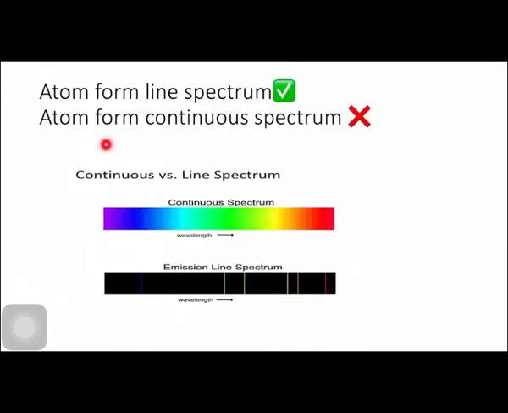So students, after this postulate, the second defect of the Rutherford atomic model, which was that the atom forms a continuous spectrum, was removed, as the atom emits energy only while changing the orbit, so it forms the line spectrum instead of the continuous spectrum.